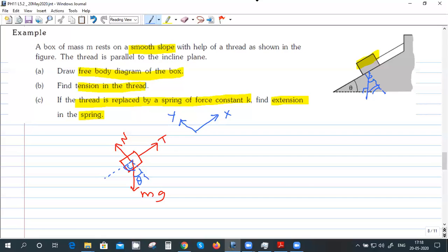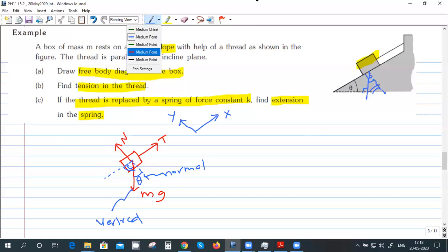So theta is the angle between horizontal and the plane. So that angle should be the same as between the vertical and the normal to the plane. So this is vertical mg and this is normal to the plane. This direction is vertical, right? Tell me the first equation along the x-axis. Along the x-axis, will it be mg cos theta? Wait, no, never mind. Tension force equal to what?